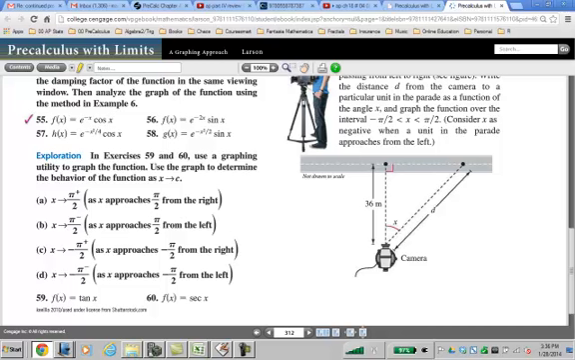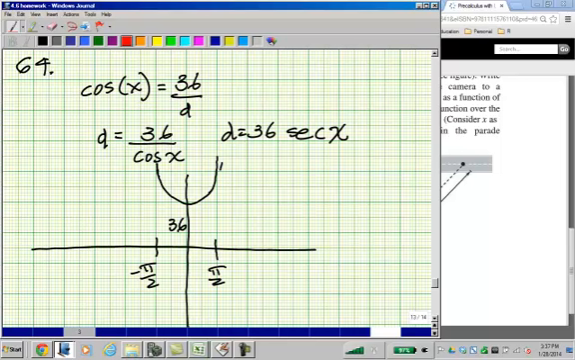Imagine the parade walking away from the camera. If the parade went far enough, the distance between the camera and the parade would be infinite. It's asymptotic, which is how the graph looks. It's approaching infinity this way and approaching infinity this way. And as the parade comes towards the center, its distance from the camera is 36.